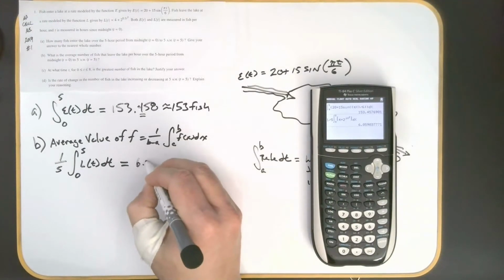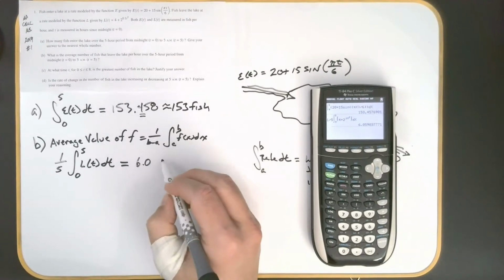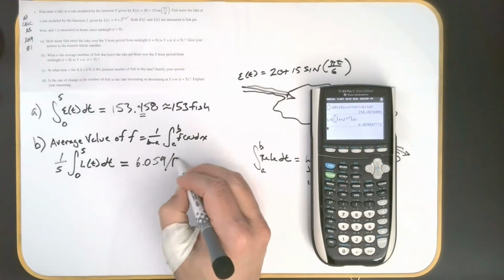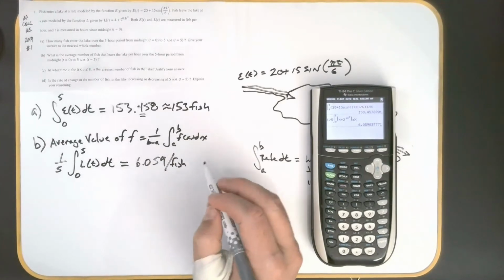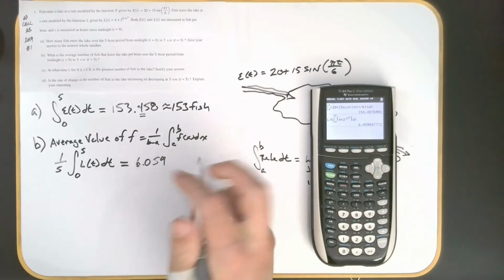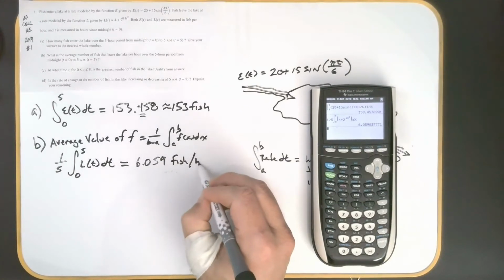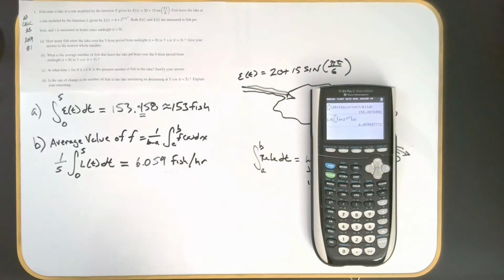And we get 6.059. And this is going to be the average number, so it's going to be 6.059 fish per hour. Okay.